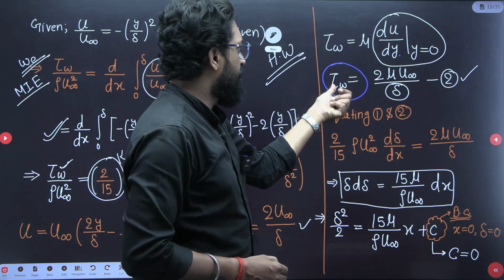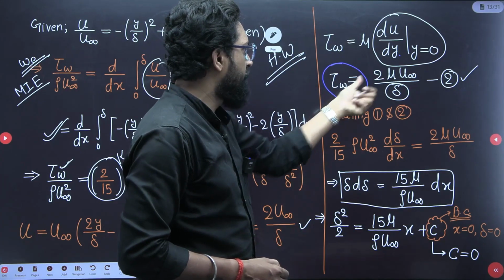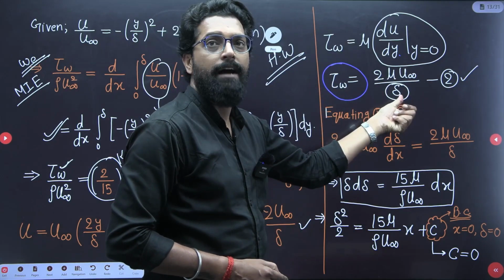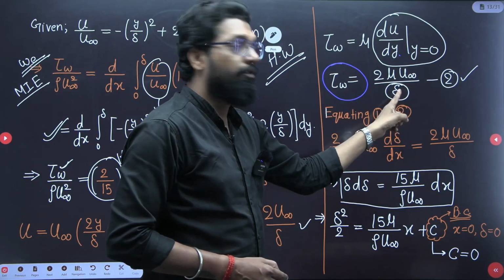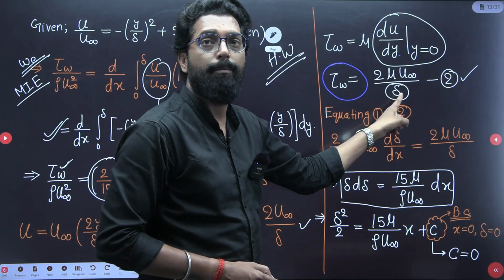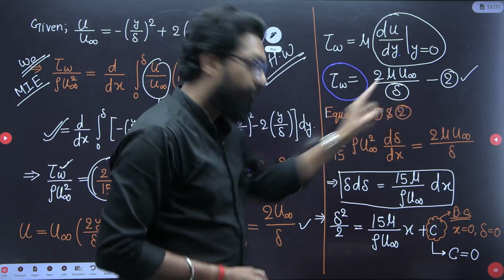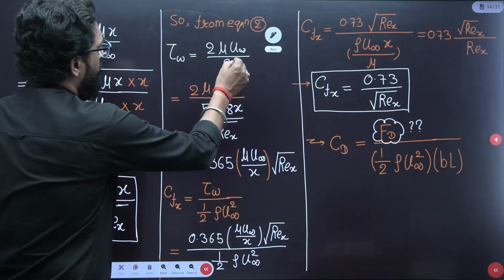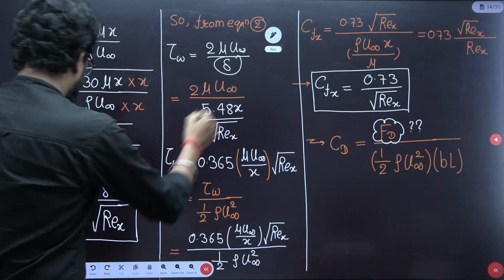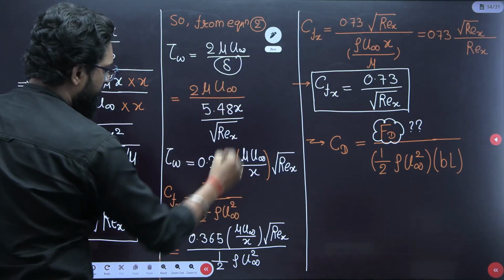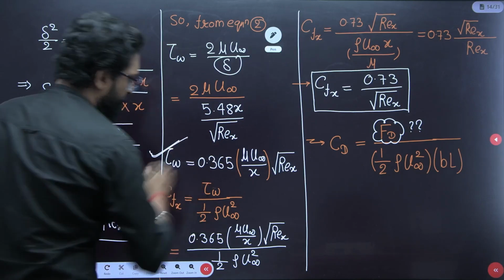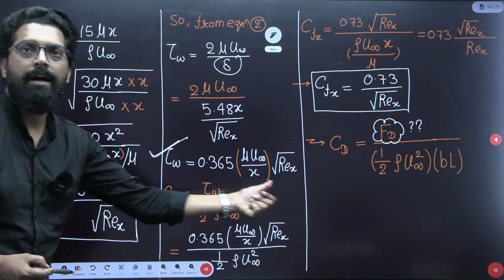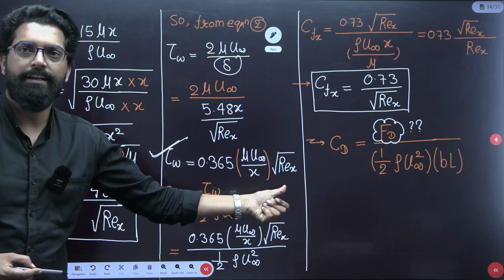From equation number two, tau wall is equal to 2 mu u infinite by delta. You have delta in the form of Reynolds number. Put this value back here. So this is your delta. Put this delta here, rearrange it. So this is your wall shear stress. After rearranging, this is your wall shear stress.